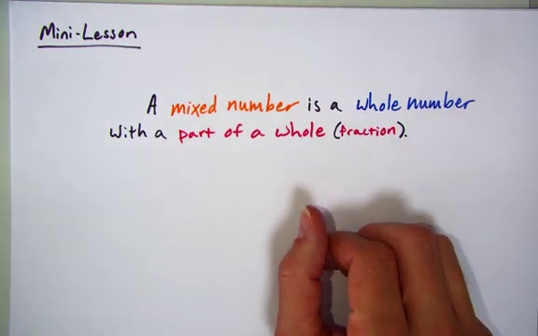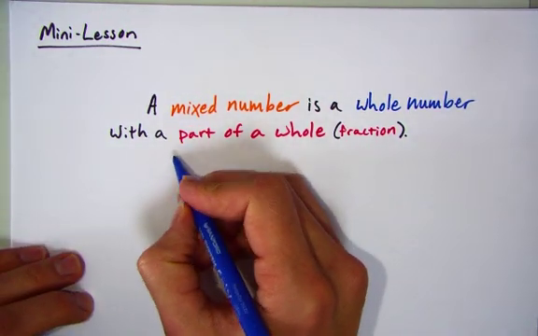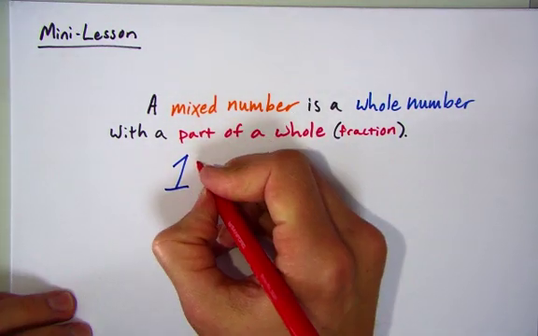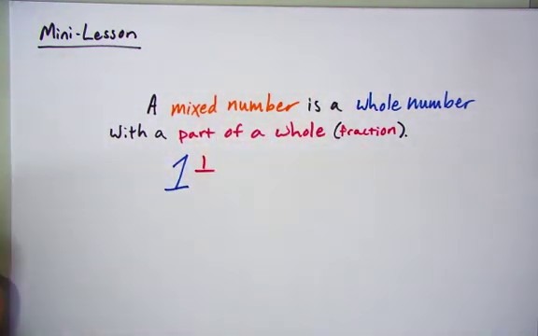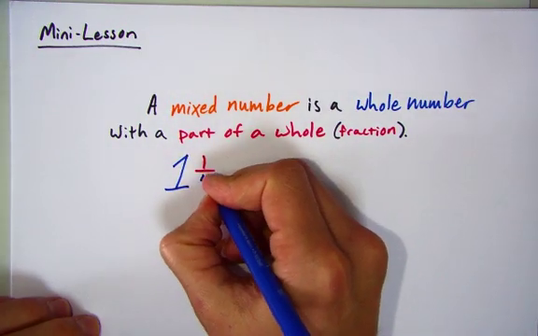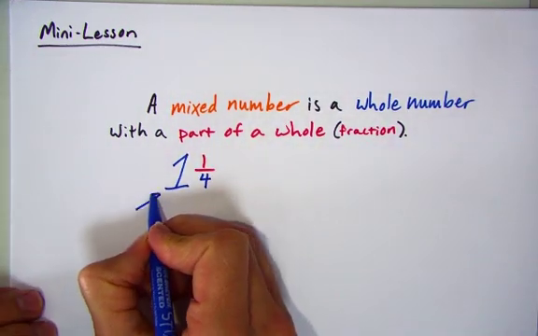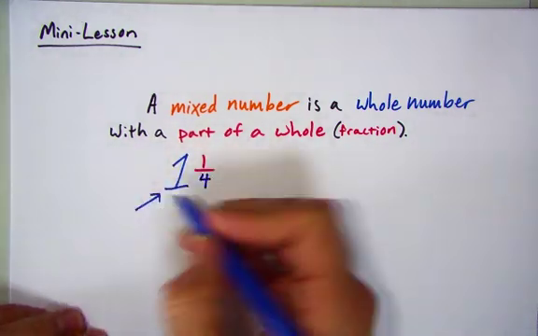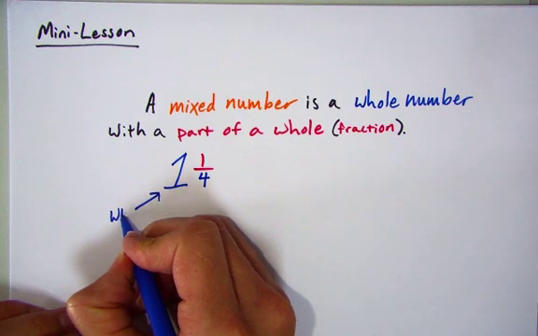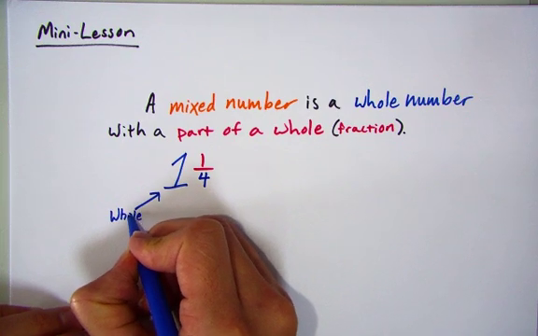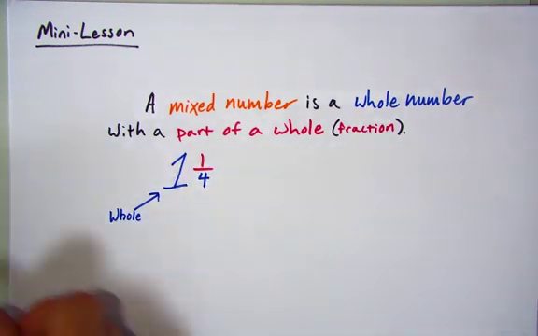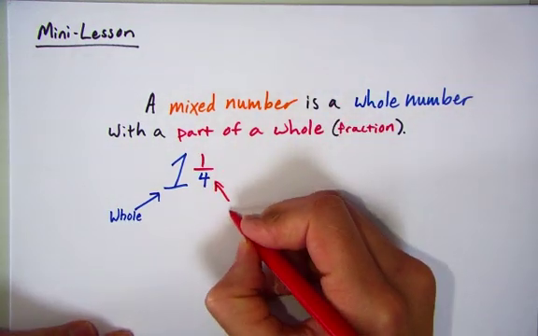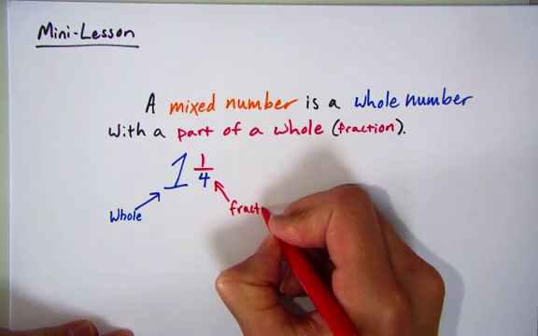So, for an example, a mixed number would be 1 and 1/4. Here we have our whole part, or you could just say whole. Okay? And then right here is our fraction, or part of a whole.